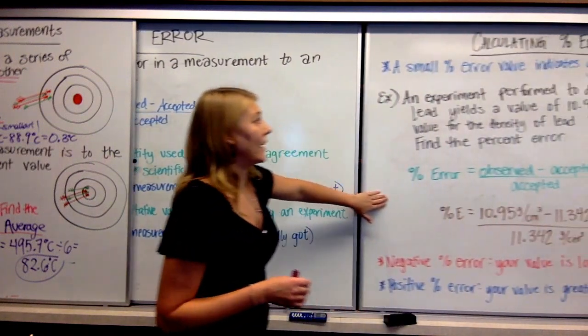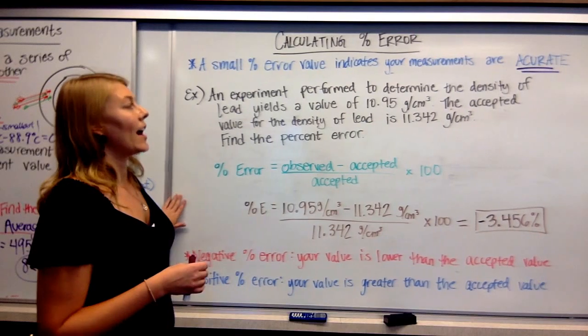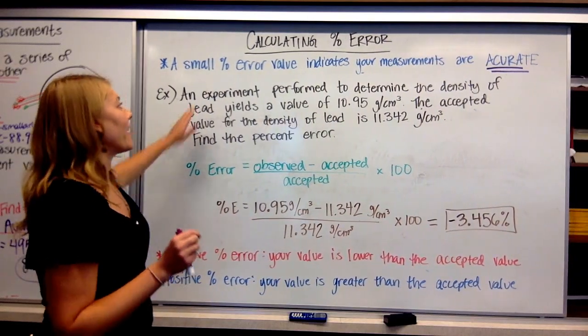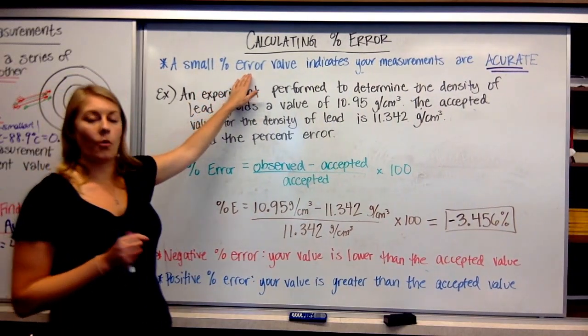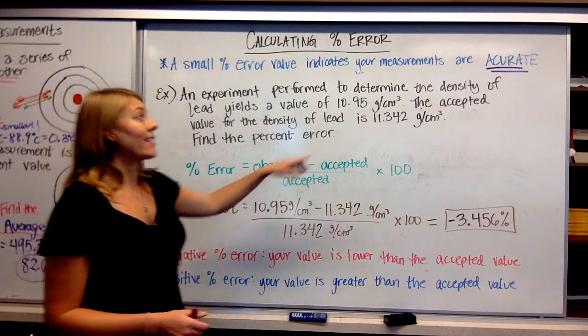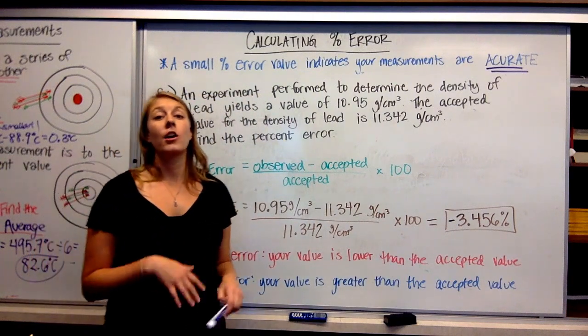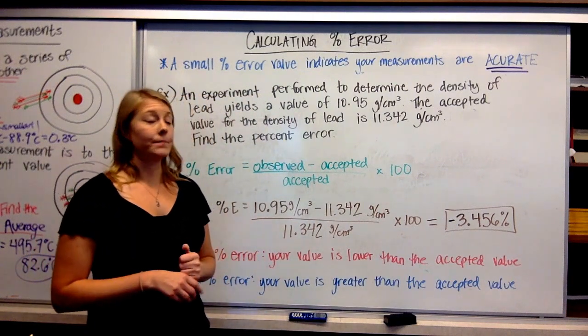When we're calculating percent error in science, ideally we want a small percent error, right? What a small percent error means when we do this calculation is that our measurements are accurate, right? The smaller the percent error, the more accurate our measurements are.